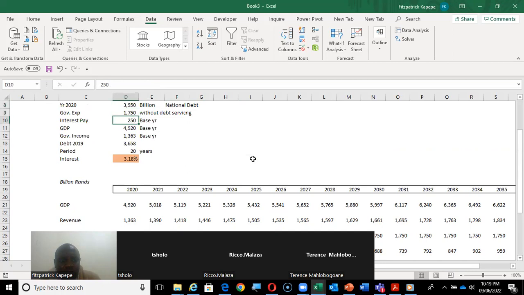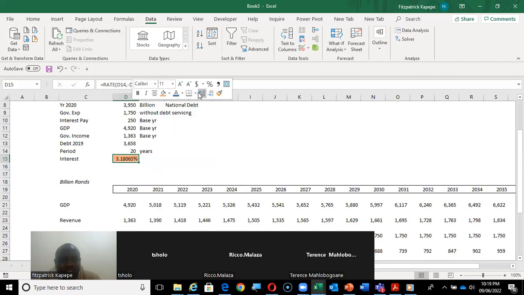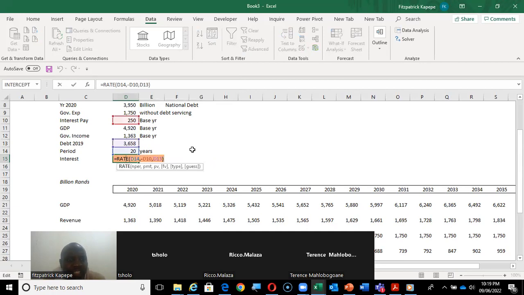Okay, maybe let's just go up on interest. It's 3.18. I'll put the decimals up to somewhere there. Just increase the decimals. When I increase, it's 3.182418. So there's a difference there. And so the difference is coming from here.